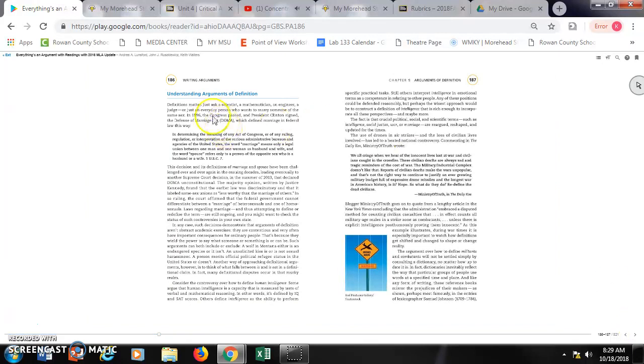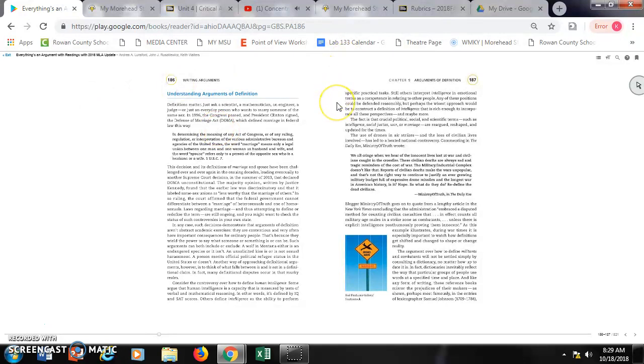First of all, understanding arguments of definition. Definitions matter. Just ask a scientist, a mathematician, an engineer, a judge, or just an everyday person who wants to marry someone of the same sex. Notice that in this sentence alone, the topic sentence, there are a lot of different ideas, a lot of different definitions. You will be choosing a topic.